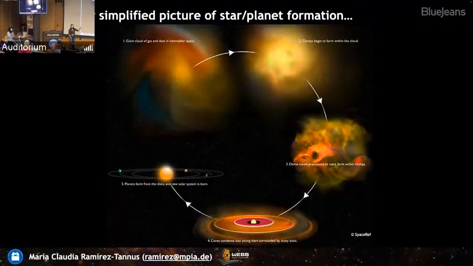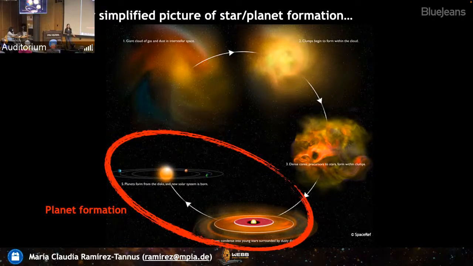So I would like to motivate our program, just starting with this very simplified picture of star and planet formation. You have probably all seen this picture before. Stars form in giant clouds that begin to collapse and form clumps, that then keep collapsing and form cores. And then thanks to angular momentum conservation, there are disks that form around these protostars. And in those disks, we form planets.